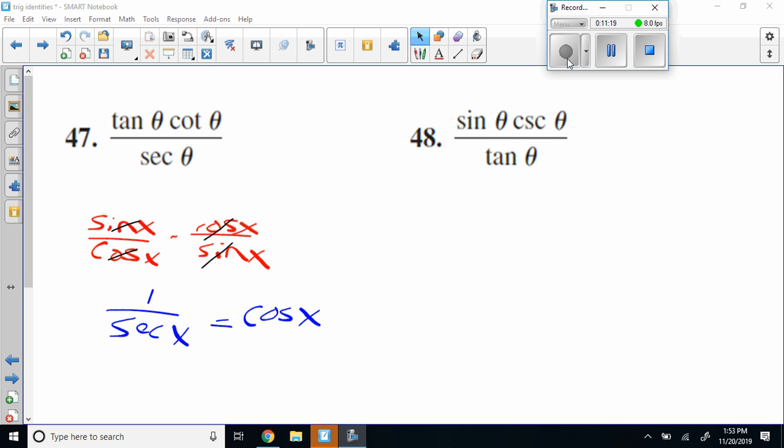Okay, give me a minute. I need you to look at 48. I'm going to give you a minute for 48. Same way, same approach. Look and see what your options are for each term, right?